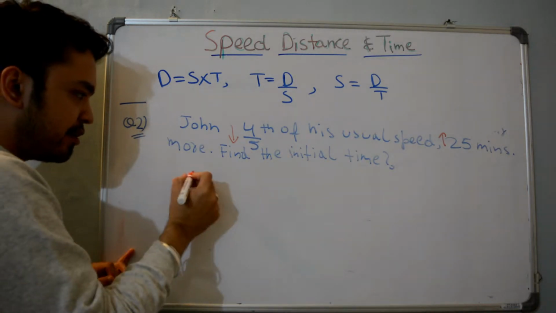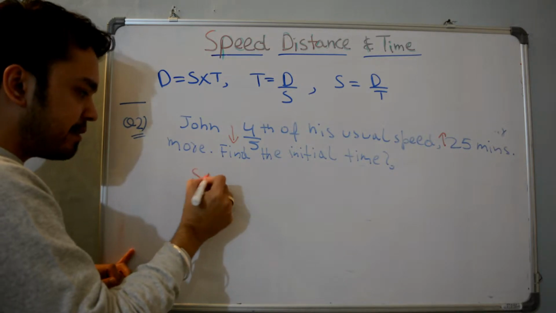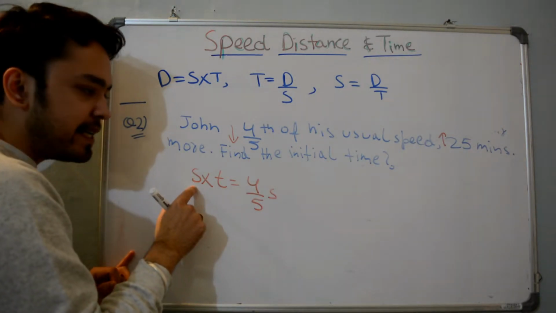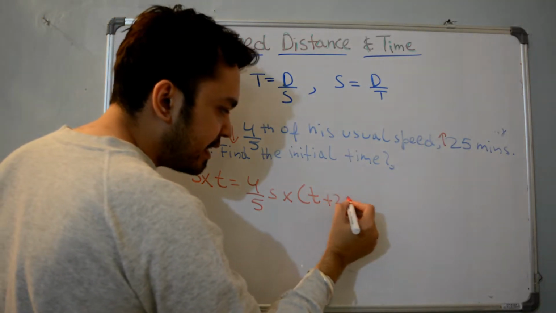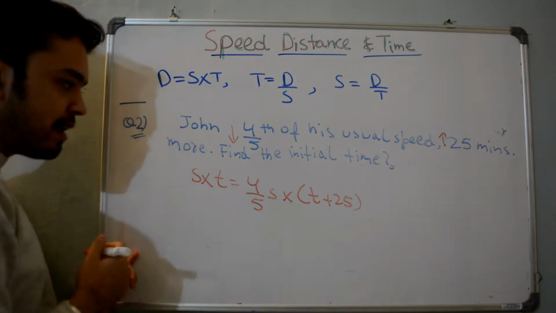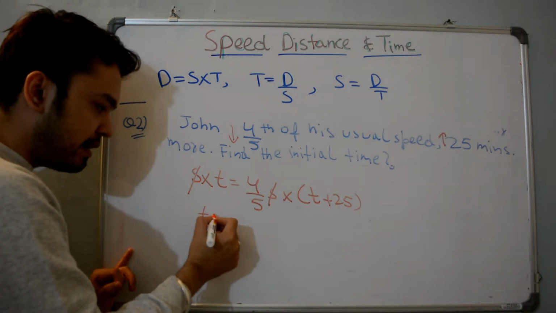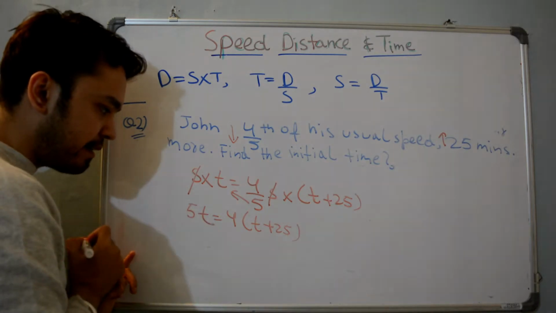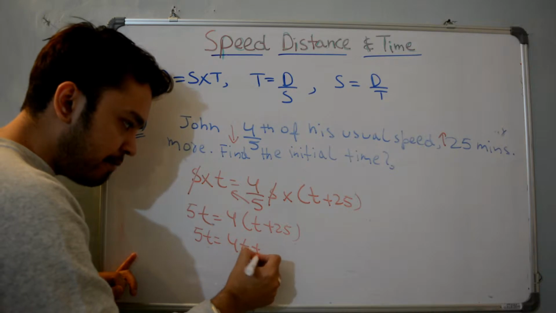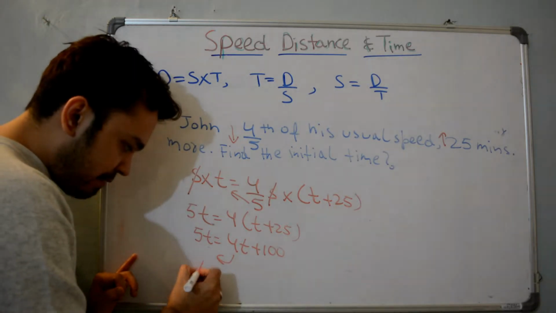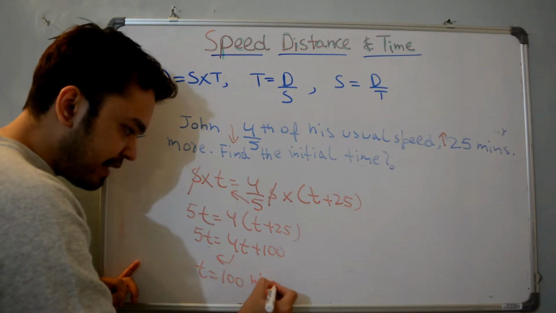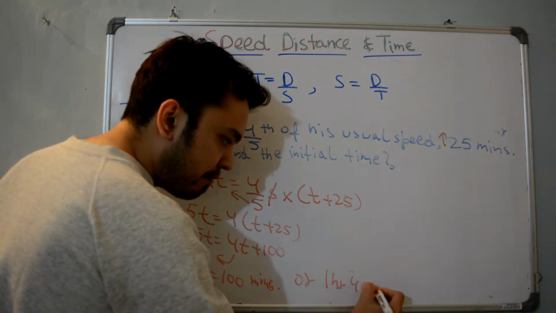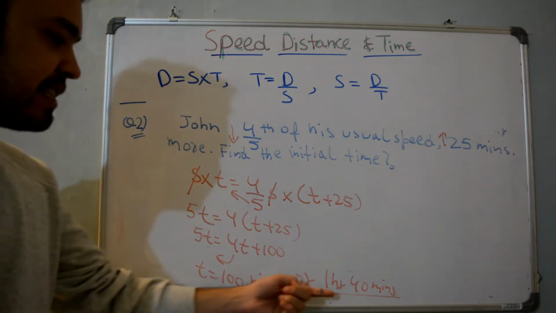another place, right? So using the formula of distance, we will get let speed is equal to s and time is equal to t. But now the speed has become 4 by 5th of his usual speed, and with this our time has increased to 25 minutes. Clear? Now you can easily cancel out this s and you will be left with t is equal to 4 into t plus 25. You will take this 5 to the other place, you will get 5t, right? Now solving it, you will get 5t is equal to 4t plus 100. We will group the like terms and we will get t is equal to 100 minutes, right? Or we know 100 minutes is equivalent to 1 hour and 40 minutes, right? So this is our final answer.